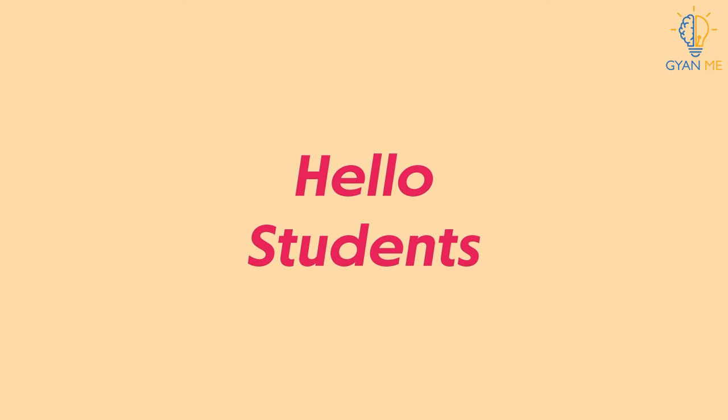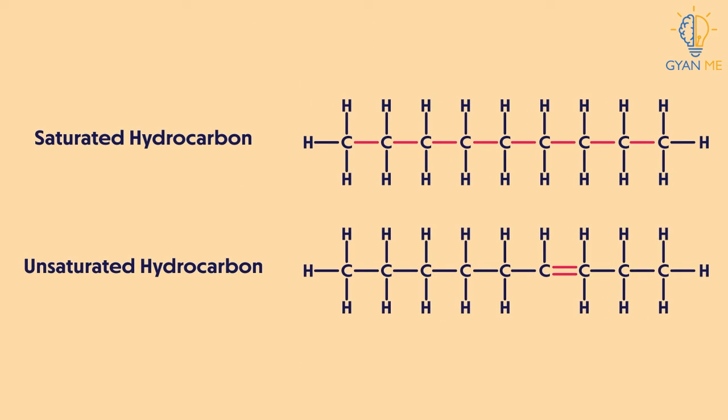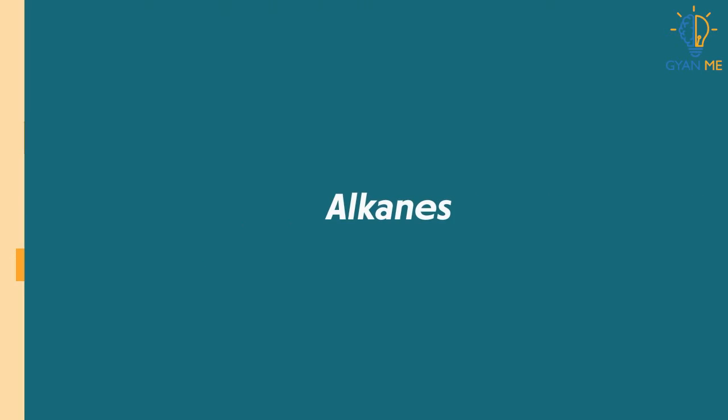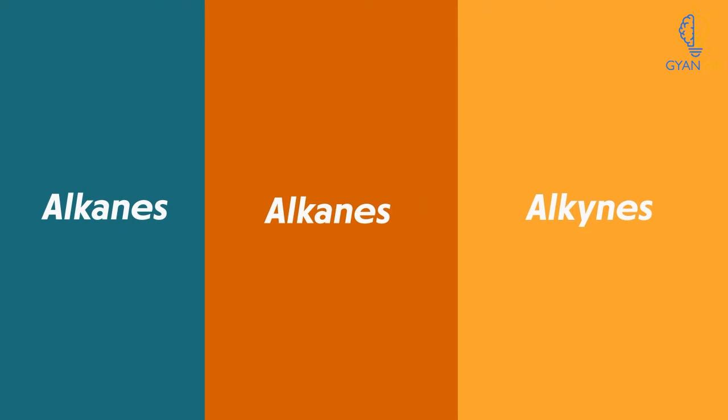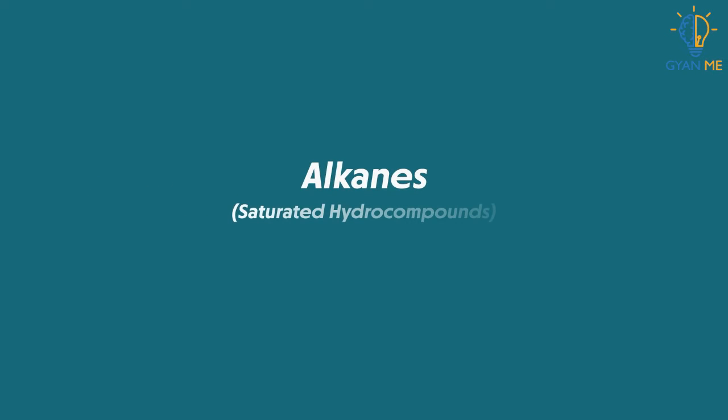Hello students, we have seen what saturated and unsaturated hydrocarbons are. Let us now learn about the classification of saturated and unsaturated hydrocarbon compounds. As we know, hydrocarbons are classified into three groups or three families: alkanes, alkenes, and alkynes, based on the bonds they form. The alkane group consists of saturated compounds.